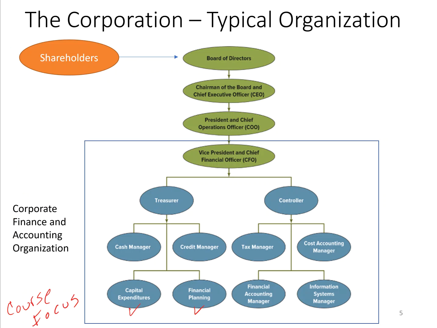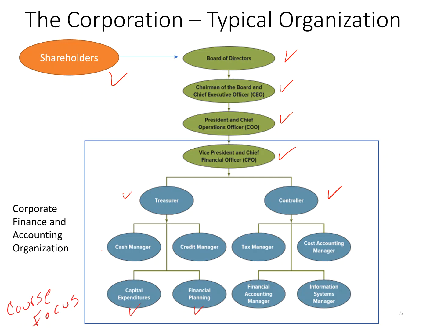So this gives you an idea of maybe a typical organization, and let's focus on the financial organization. You have the shareholders represented by the board of directors, who then hires a chairman, who then has a COO, and then under that would be a CFO, the chief financial officer. That organization may look like this. It might have the treasurer and the controller.